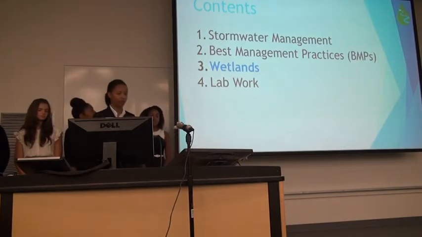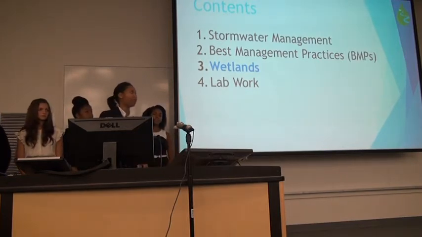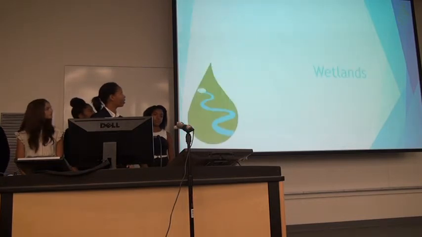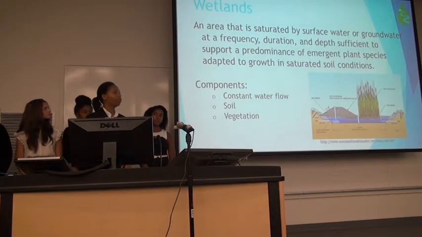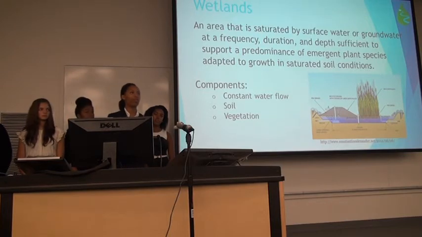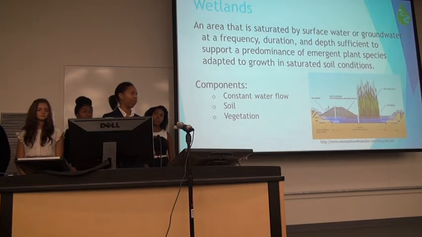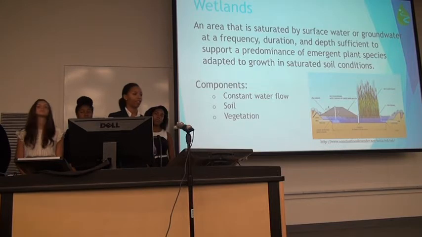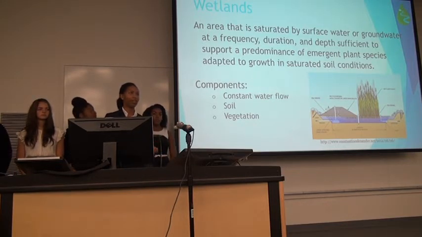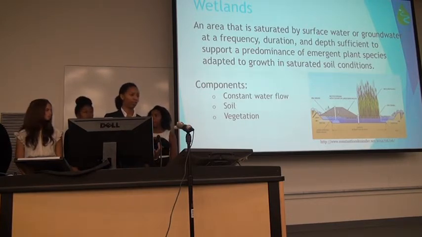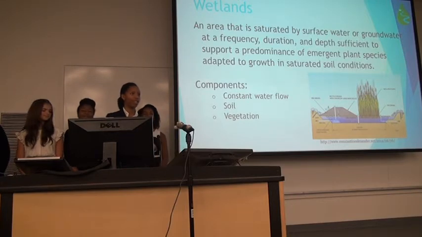So now we're going to move on to wetlands, which is the focus of our presentation. A wetland is just a swampy or marshy area that is used to filter stormwater runoff before the water is released to another body of water. Components of a wetland include that the water must constantly be flowing, it can never be standing still. The soil that is packed into the bottom of the wetland so that the water doesn't seep through to the groundwater before it's filtered. And then the vegetation that actually filters the pollutants out of the water.